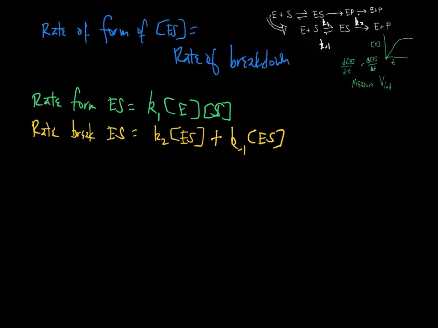So therefore, by definition, at steady state, formation has to equal breakdown. I'm just going to put it in a different color. So that means that k1 E times S has got to equal k2 ES plus k minus 1 ES.